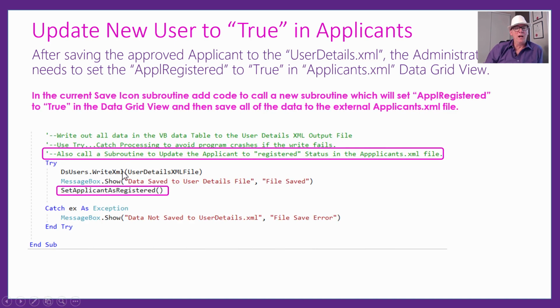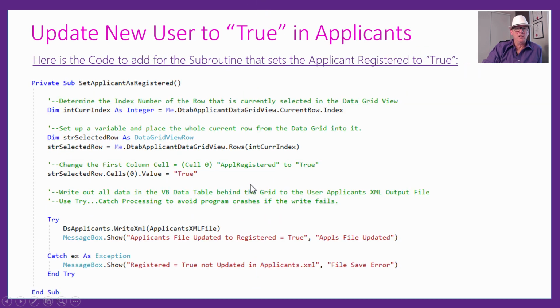So what we do is, when we're going to write out to that UserDetails.xml file, because it's time to save our new user, we're also going to do a subroutine called set the applicant as registered. So as long as this save worked, we'll be going on to a separate subroutine which sets the applicant as registered. Now what that subroutine is going to do is work out the index number of that row that we're currently clicked on for that new user we were adding. So it does that by going to the DataGrid view and doing the method .CurrentRow.Index, and that'll get us the index value.